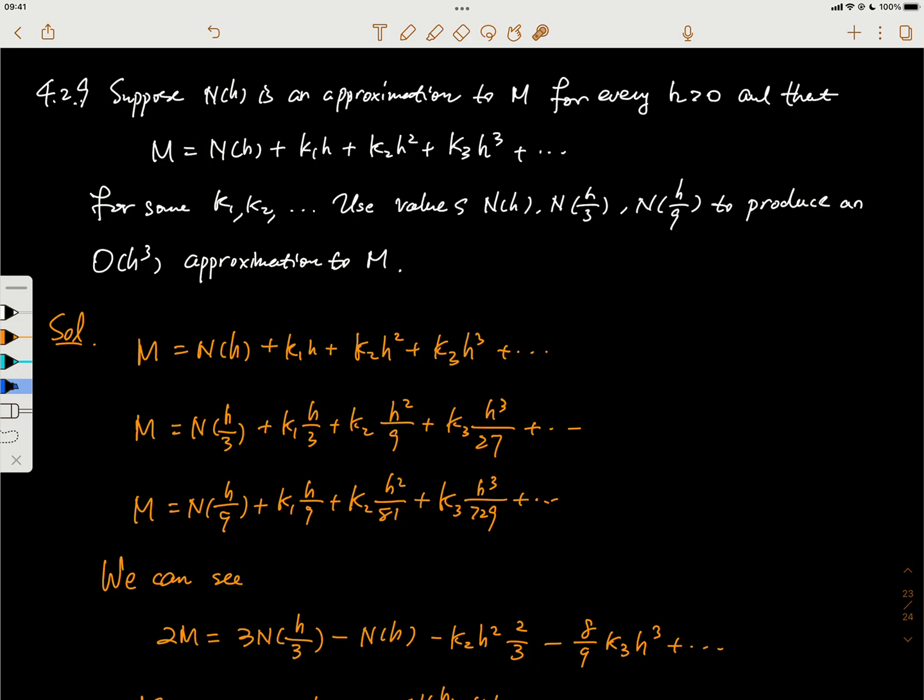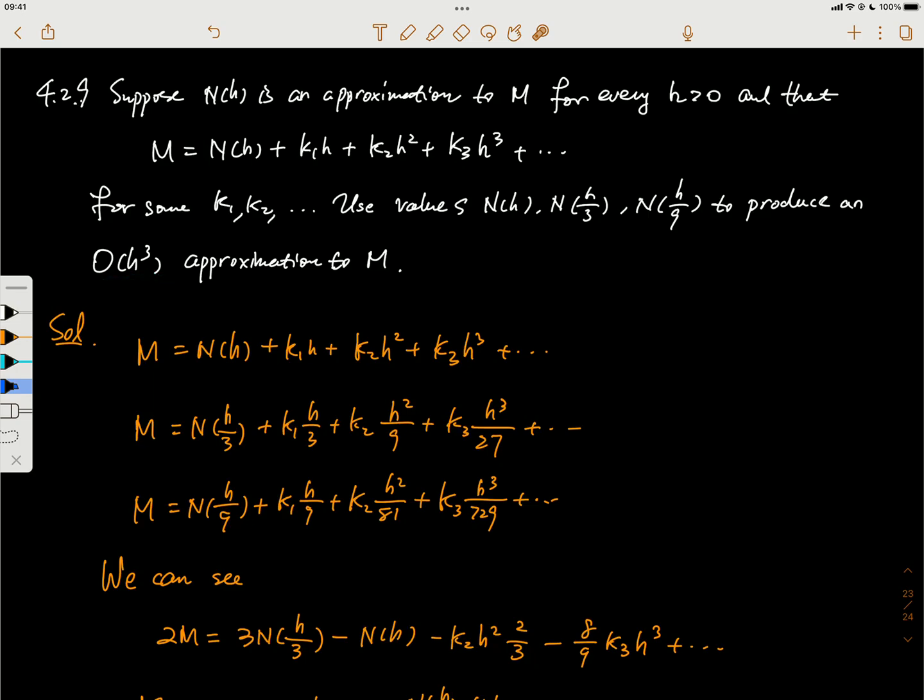Problem 4.2.9. Suppose we have an approximation method such that if we use step size h, then N(h) is an approximation of M for every positive h, and the expansion is like this. So this is the O(h) method, because by approximating M using N(h), we're going to have this residual term. K1 and K2 are constants independent of h. The question is to use the values N(h/3) and N(h/9) to produce an O(h^3) approximation to M.